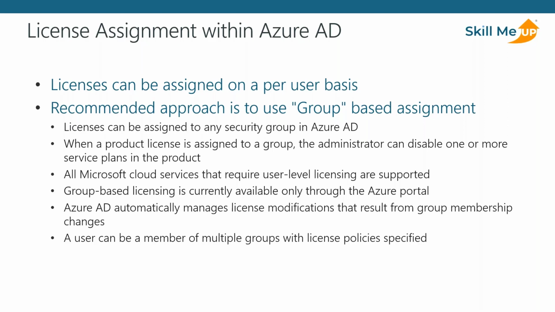When the product license is assigned to a group, you as the administrator can disable one or more of the service plans in the product. All Microsoft Cloud services that require any type of user level licensing are supported. Group-based licensing is currently only available in the Azure portal. Azure AD automatically will manage license modifications that result from group memberships that have changed. A user can be a member of multiple groups with license policies that have been specified.